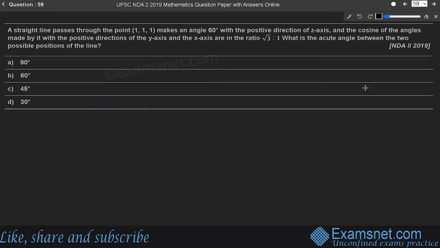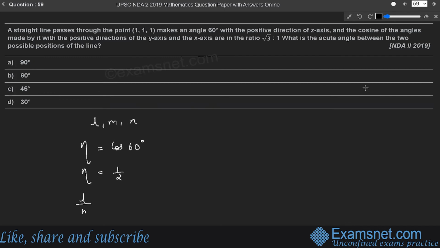Next question is, a straight line passes through the point 1 comma 1 comma 1 and makes an angle 60 degree with the positive direction of the z-axis, and the cosines of the angles made by it with the positive directions of the y-axis and the x-axis are in the ratio root 3 is to 1. What is the acute angle between the two possible positions of the line? We know that direction cosines are L, M, N. Here, the angle is given which is 60 degree. So, n will be cos 60 degree. So, it will be equal to 1 by 2.